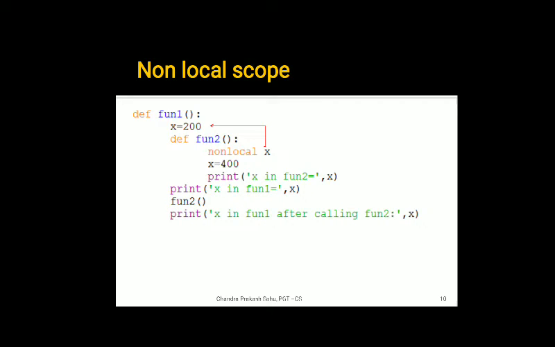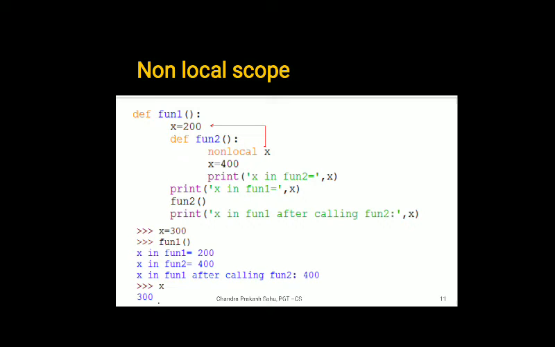This function starts with the declaration of a variable x equals 200. Then it has a function that is just a definition, and the Python interpreter will ignore it. Then print x in fun1 will be executed and then fun2 will be called, and these three lines of the function will be executed one by one, and then the print function will be called. So when you execute this function, you will get the output.